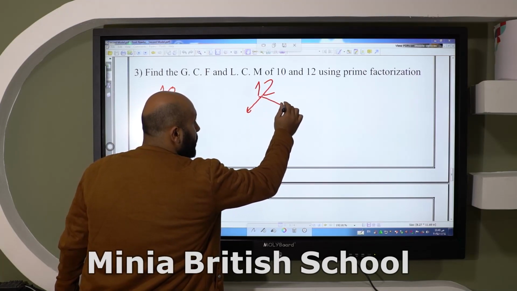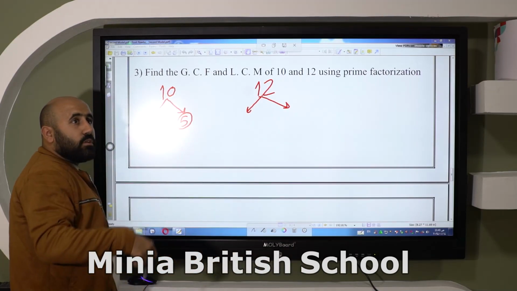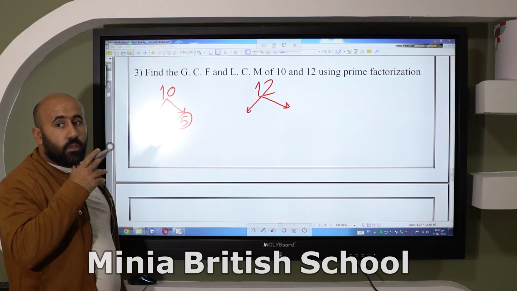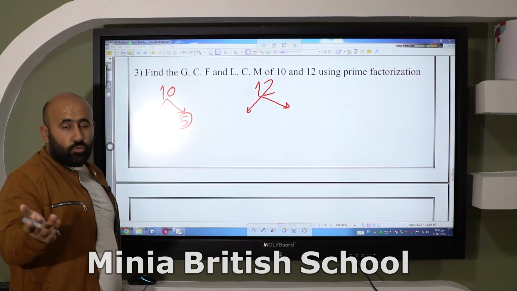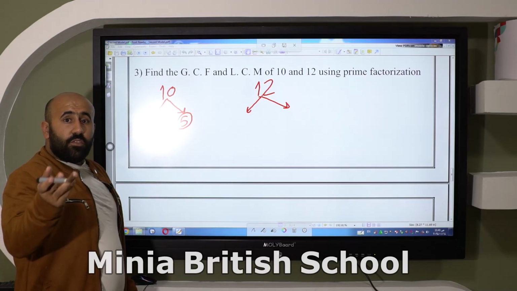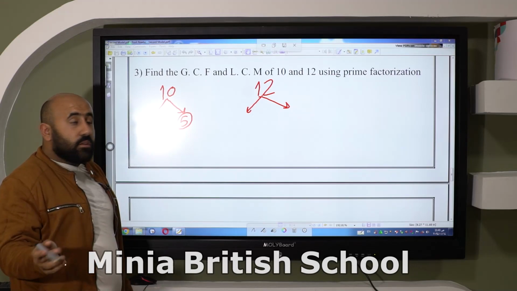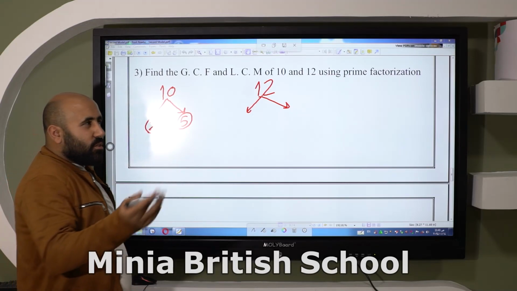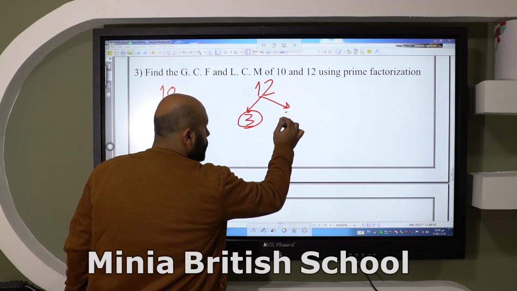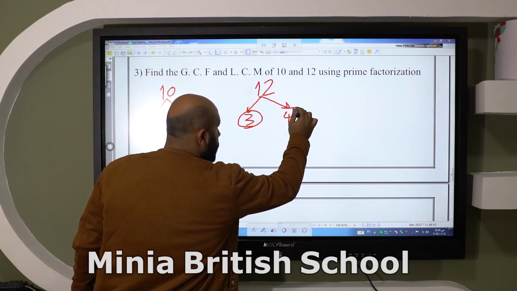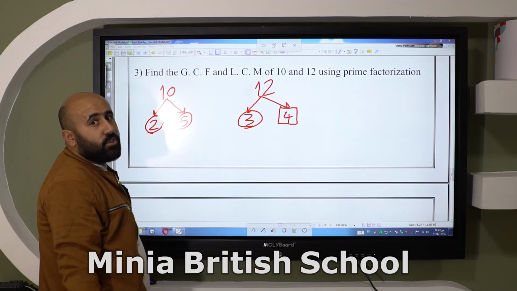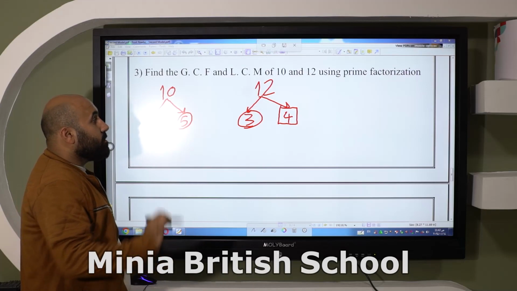The 12, think about two numbers whose product gives me 12. One of you will say 2 times 6, it's right. And another will say 3 times 4, also right. But I will go with 3 times 4. The 3 is a prime number, put it in a circle. But the 4 is a composite number, so put it in a square.